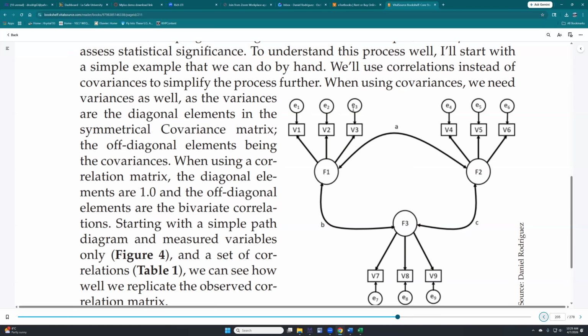What the mod indices propose is that I can improve my model fit if I change this. So this is restricted to be zero. Right now, the correlation between these two is set at zero, but I can relax that and allow this correlation to be estimated. And that's going to improve my model fit by a lot.